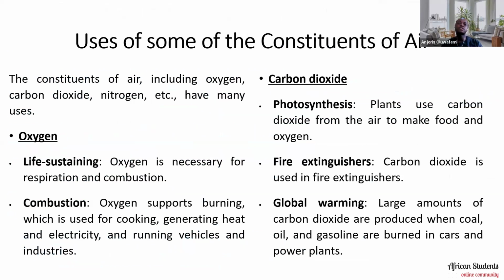All right, now let's look at the uses of some of the constituents of air. Like we said, air is made up of oxygen, nitrogen, carbon dioxide, argon, and so on. One of the constituents of air is oxygen, and it can be used for the following. It's used for the sustenance of life. Oxygen is necessary for respiration and combustion. Respiration is very important to our existence as humans. So respiration is one of the uses of oxygen.